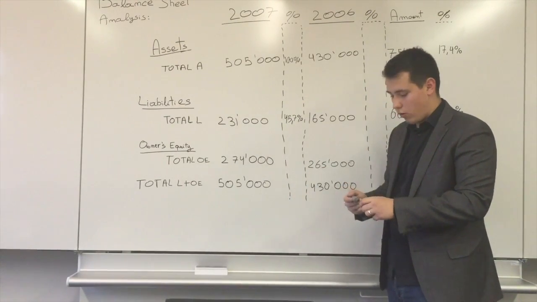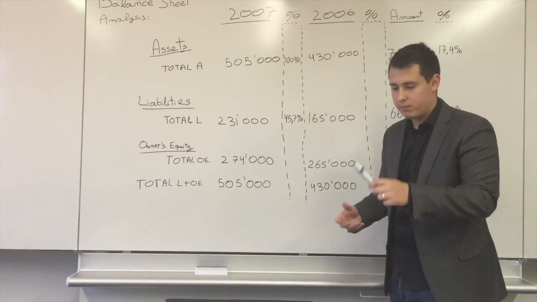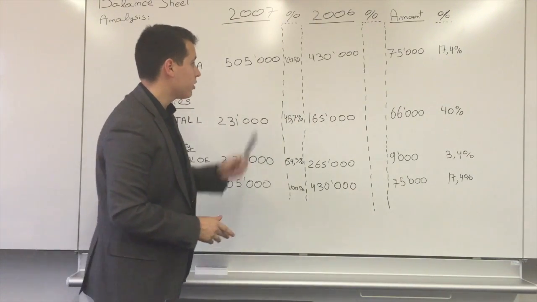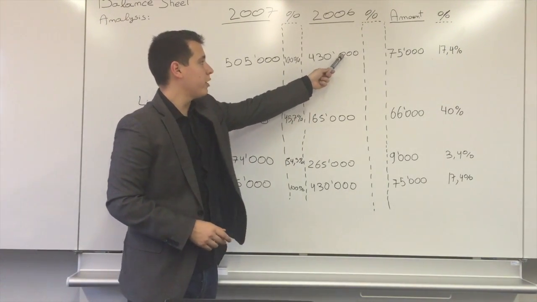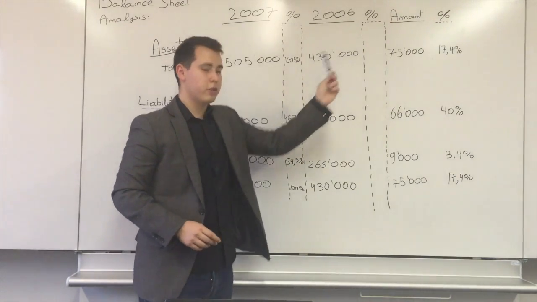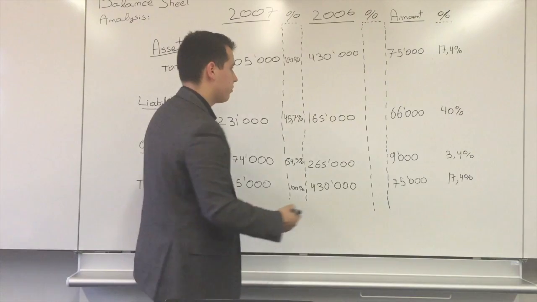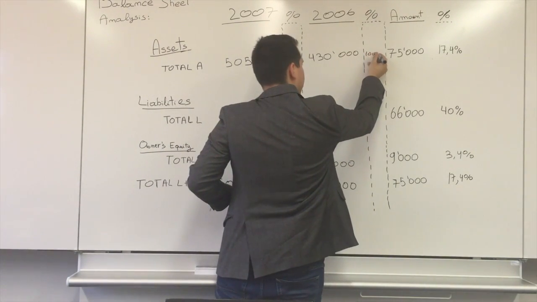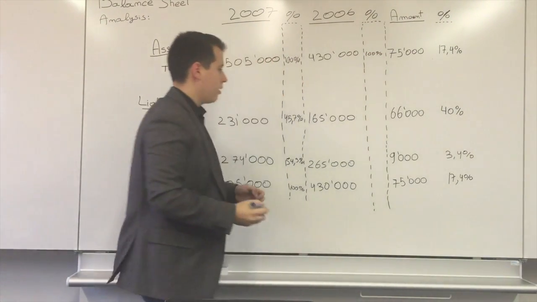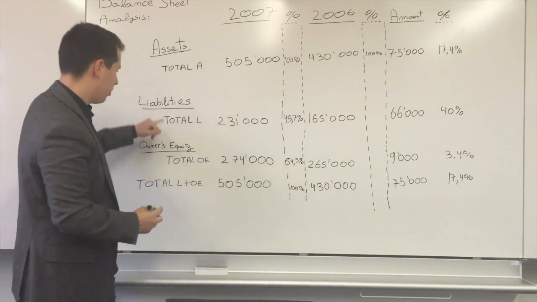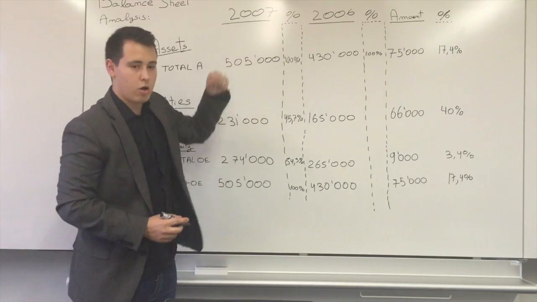And the same you will do for total owner's equity as well. Once you have done this line, you can jump to the other line and do the same. 430,000 divided by 430,000 equals 100%. Right here, 100%. You'll do the same calculations for both as you did for the liabilities and total owner's equity of 2007.